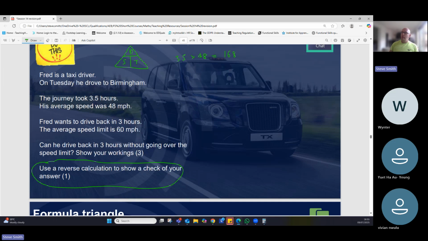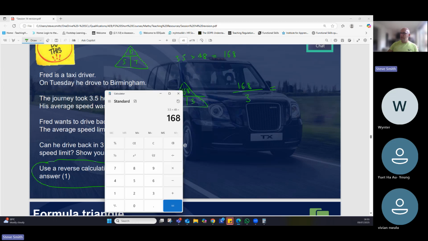168. And he wants to drive back in 3 hours. Now we've got the D part, because that's 168. And he wants to come back in 3 hours. Okay, so we've got 3. We want to know what the speed is. So we've got 168 divided by 3, he wants to come back in 3 hours, and that'll tell us how fast he's going to have to go if he wants to make it in time.